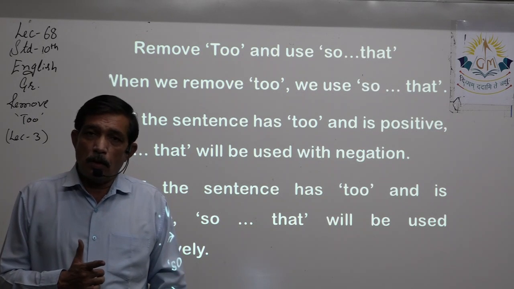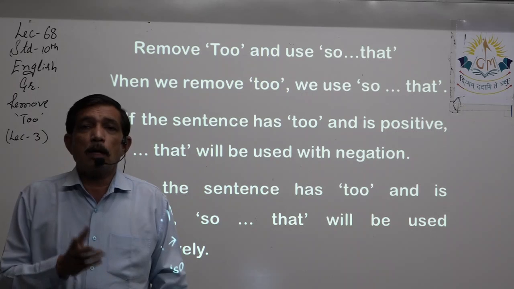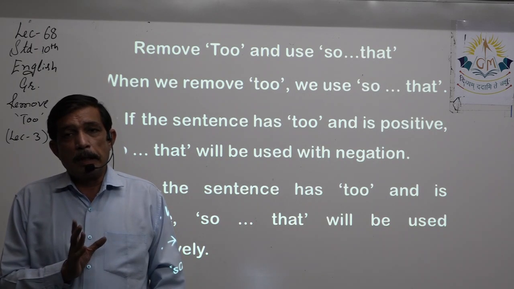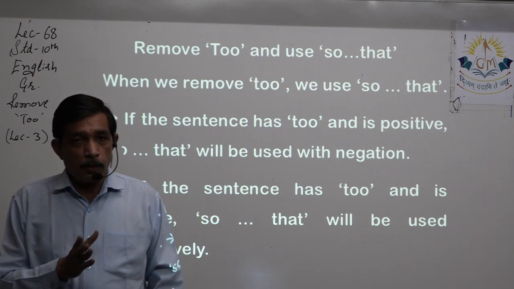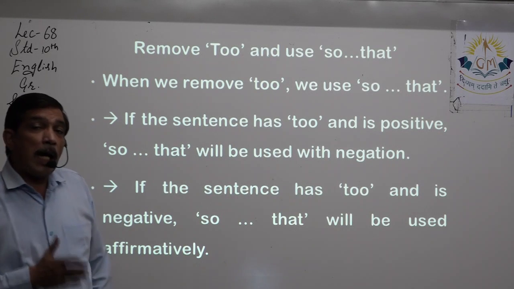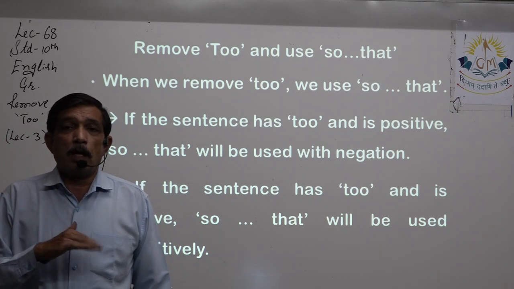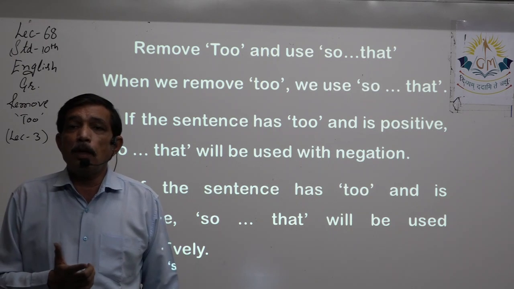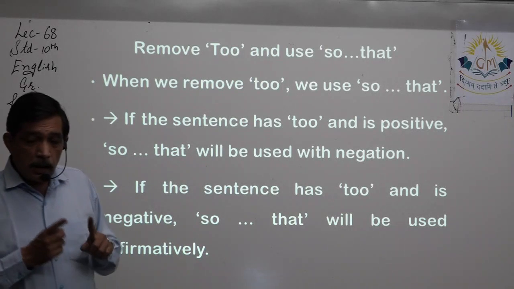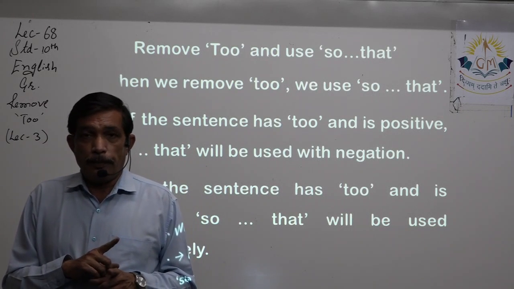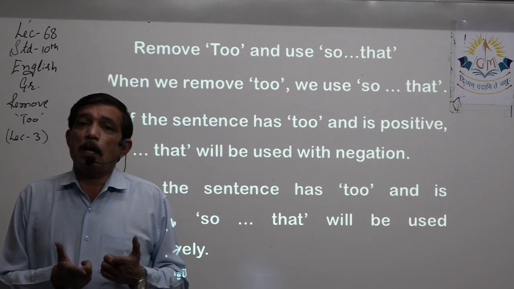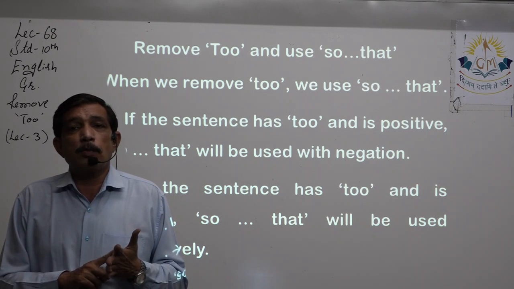There is only and only one rule out of that. The variation is that either there will be a negation used along with "to", or "to" will be without any negation. That means the sentence will be affirmative. So it is the first case. If the sentence is having "to" and is affirmative, when we transform that using "so that", then the sentence will have a negation. Vice versa, if the sentence is having "to" and it is also having a negative word, then while we transform that to "so that", that sentence will be affirmative. That means the negation has to be removed.